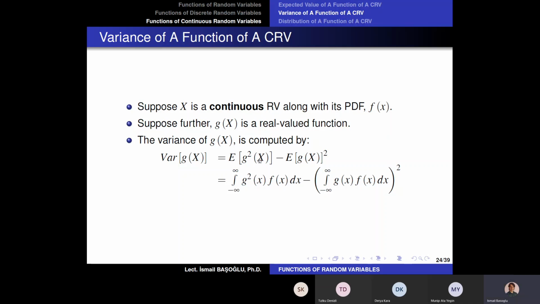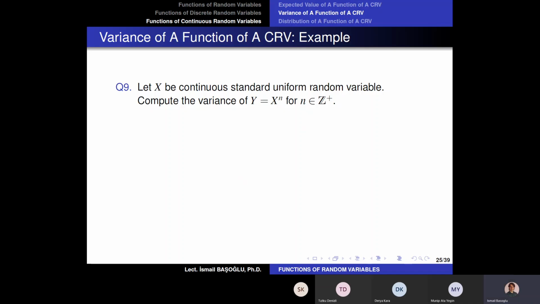And because random variable x is continuous, we are going to calculate that integral. For the first expected value, we calculate the integral of g square x times f of x from minus infinity to infinity. And for the second part, we simply calculate the square of the expected value of the function of a random variable. Now, we can learn about it by practicing it, obviously.